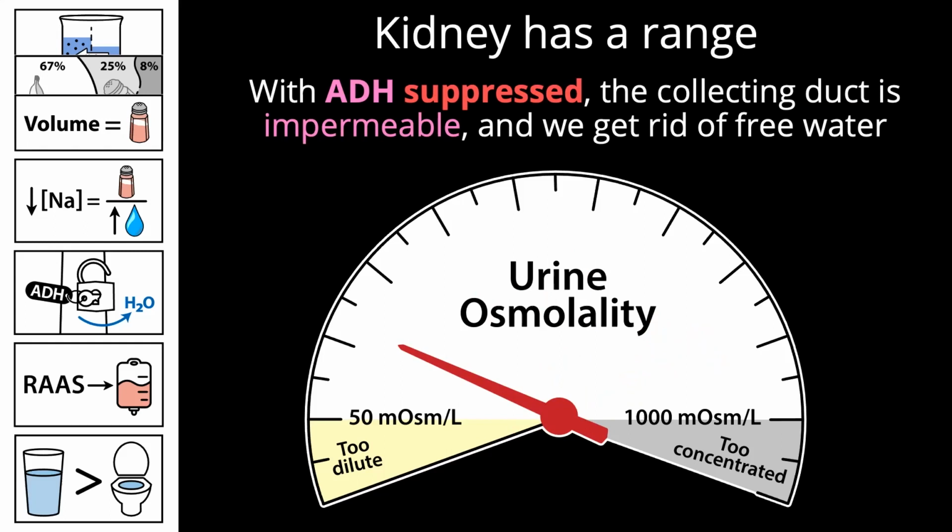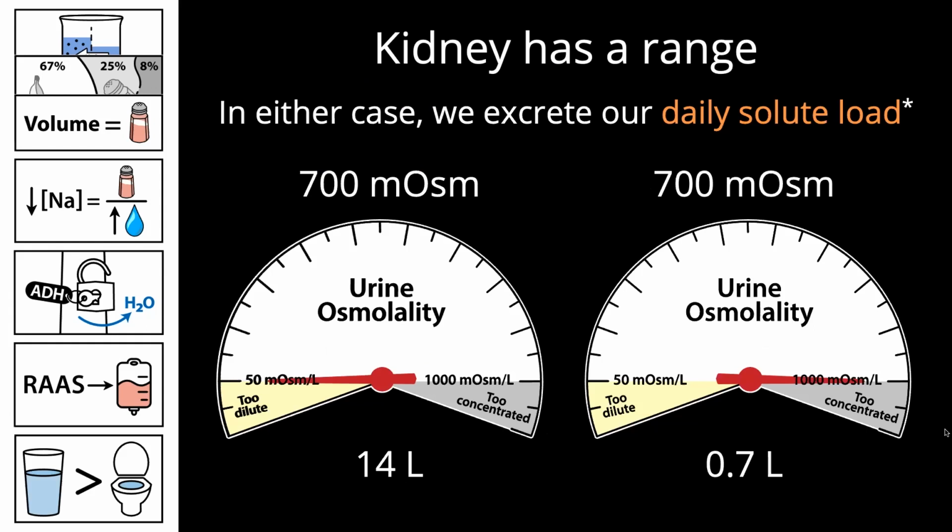I see a question in the chat here. It seems like 6 liters is a lot with only 300 milliosmoles. I agree. The kidneys are amazing, right? Getting down to 50 milliosmoles per liter is pretty dilute, but even with just 300 milliosmoles, you're able to make up to 6 liters of urine. Okay. So we have this range between 50 milliosmoles per liter and 1,000 milliosmoles per liter.